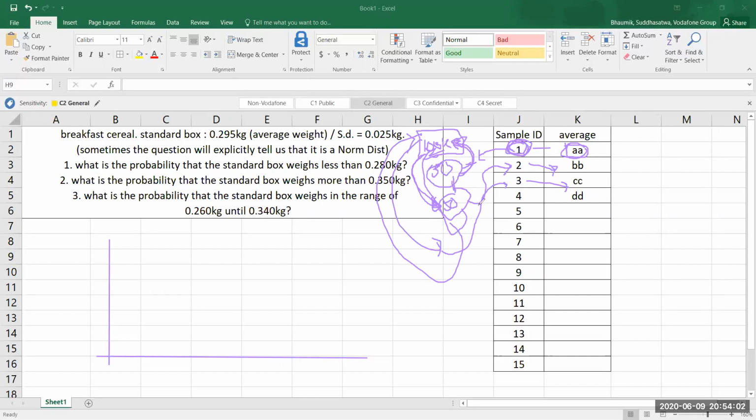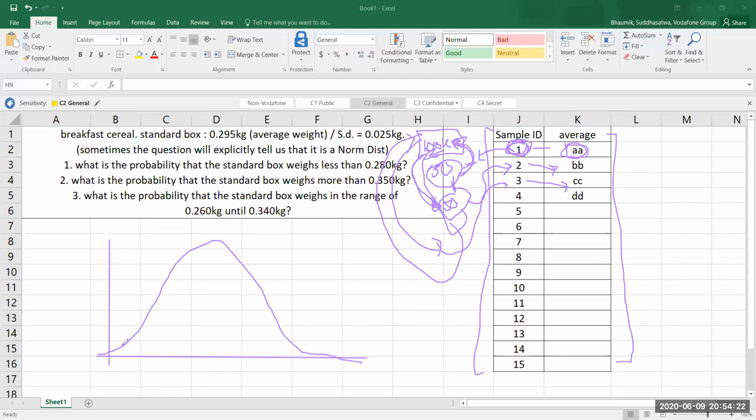So all these samples should follow a bell curve? No, each and every sample will not follow a bell curve. After you have taken all the samples, then you draw the histogram. Then it will follow a bell curve.